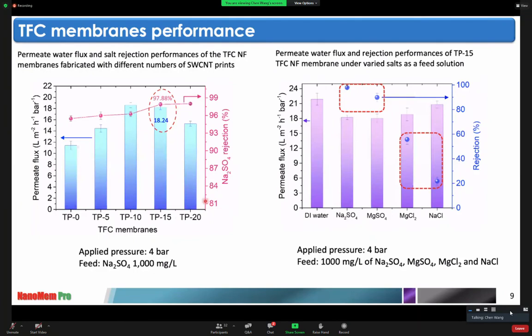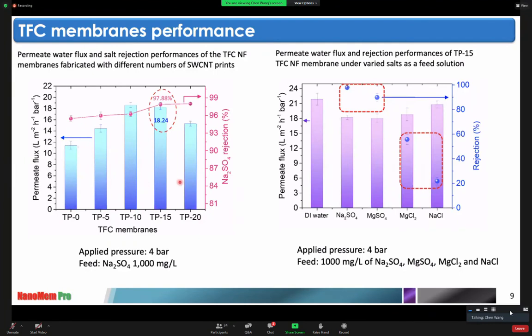Next, let's see the membrane performance. The first figure is about the permeate flux and salt rejection performance of the TFC membrane with different numbers of SWCNT prints. We can see that from 0 to 10 SWCNT prints, the TFC membrane exhibited increased permeate flux. This is because of the thinner active layer, as we showed before. However, when the prints increased to 15 and 20, the permeate flux decreased.